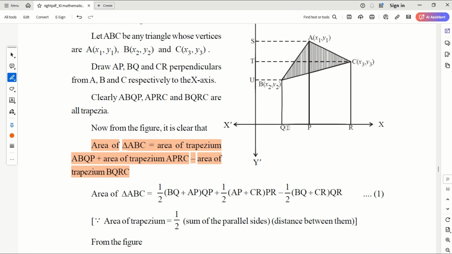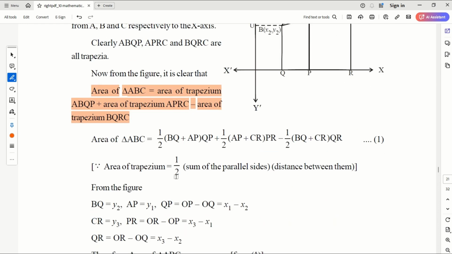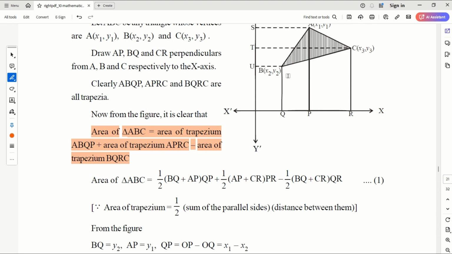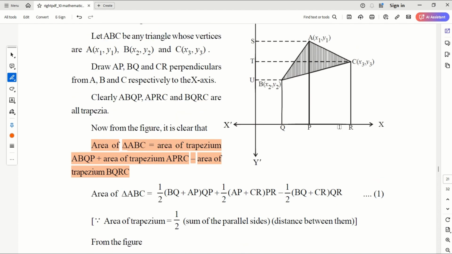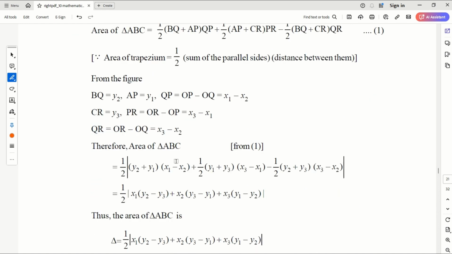X1 minus X2 is QP, right? And yeah, the distance between them and the sum of the parallel lines, that's all we've got. So for each trapezium, you find out the sum of the parallel lines and the distance between them, and then substitute them. You simplify.